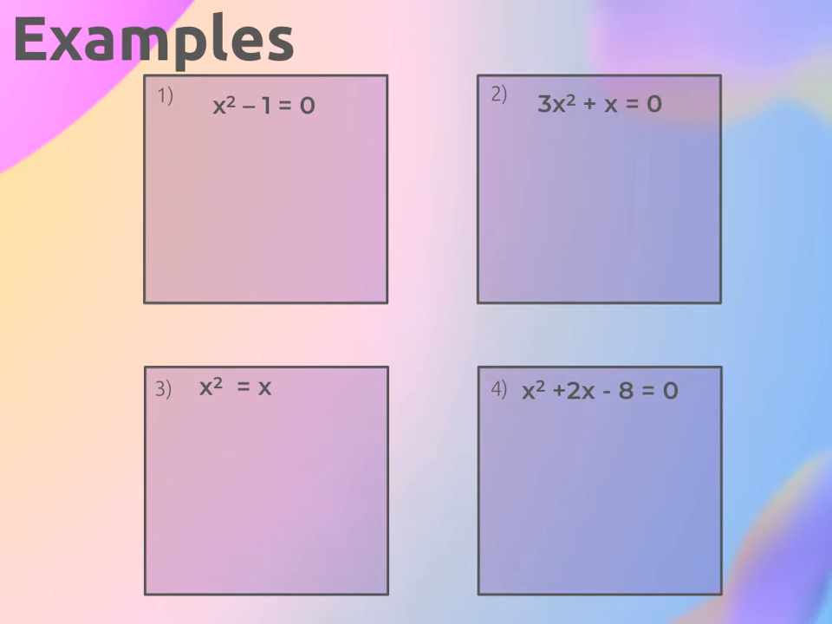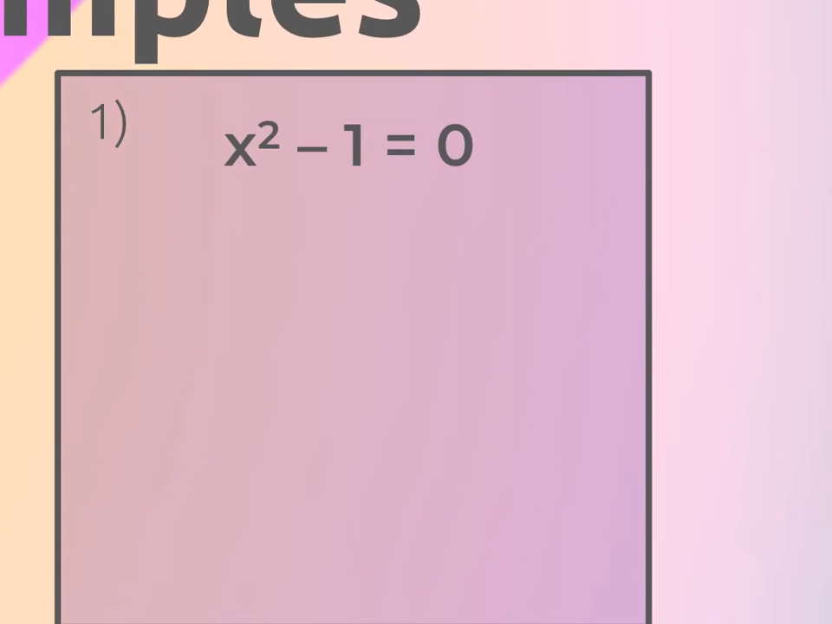So they start like this. Example 1, get everything to one side. I already said equal to 0. That step's done for us. Now we have to factor this. So how do I factor x squared minus 1?